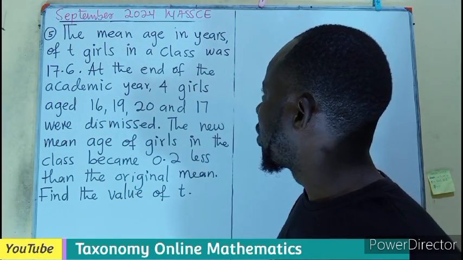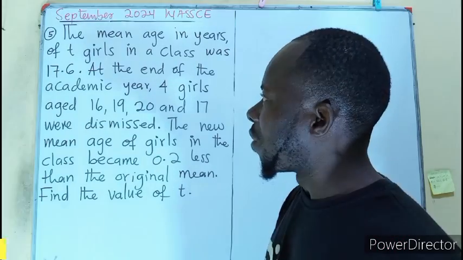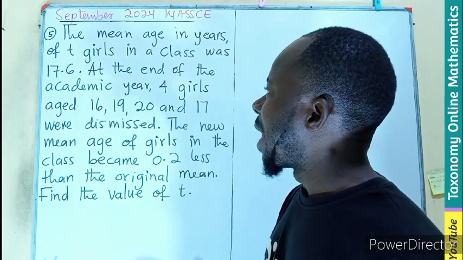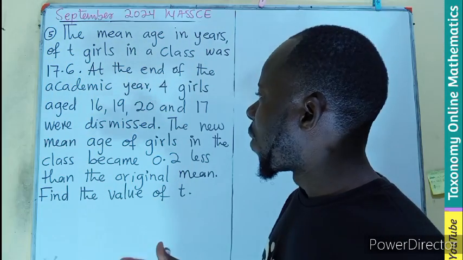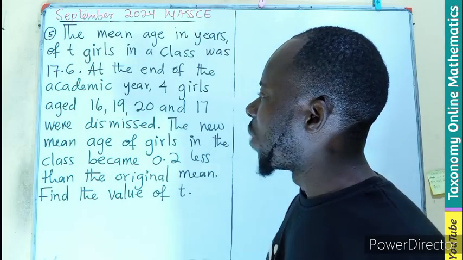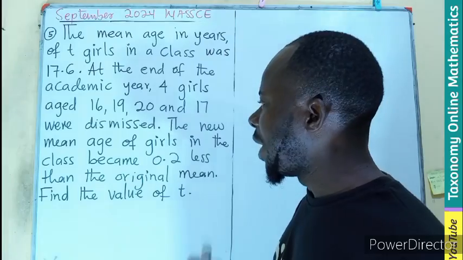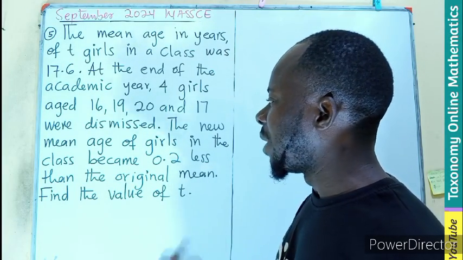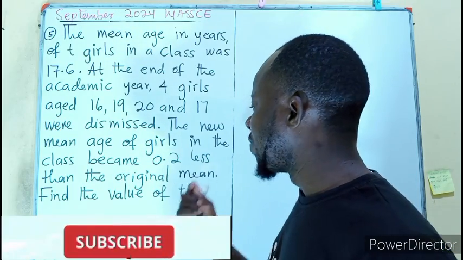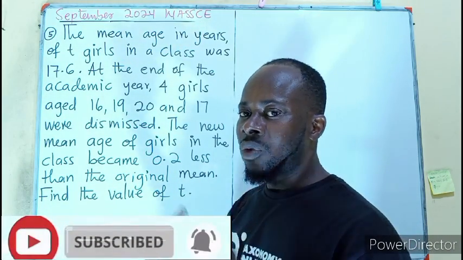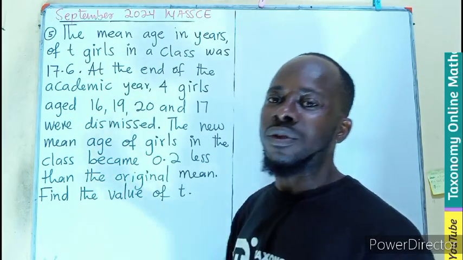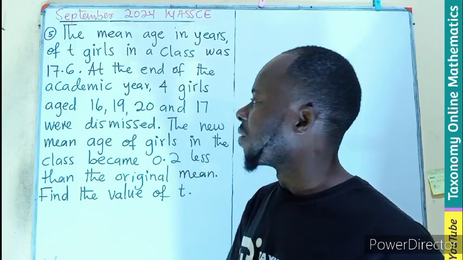So the mean age in years of T girls in a class was 17.6. At the end of the academic year, 4 girls aged 16, 19, 20, and 17 were dismissed. The new mean age of girls in the class became 0.2 less than the original mean. So we have to find the value of T. In this case, we're looking for how many students were originally in the school. That is the meaning of T, right?